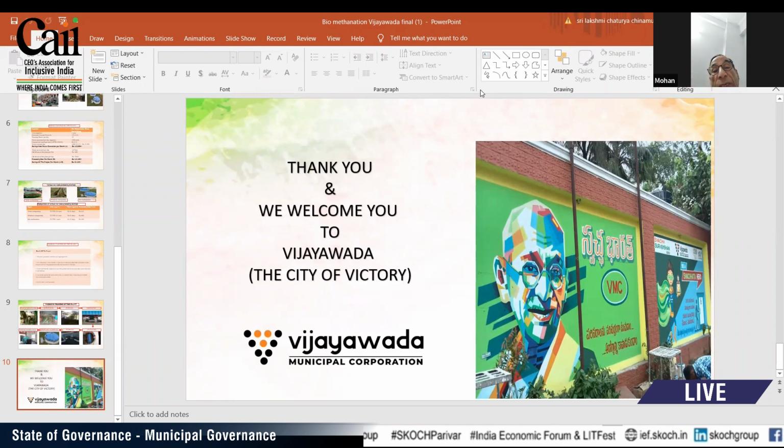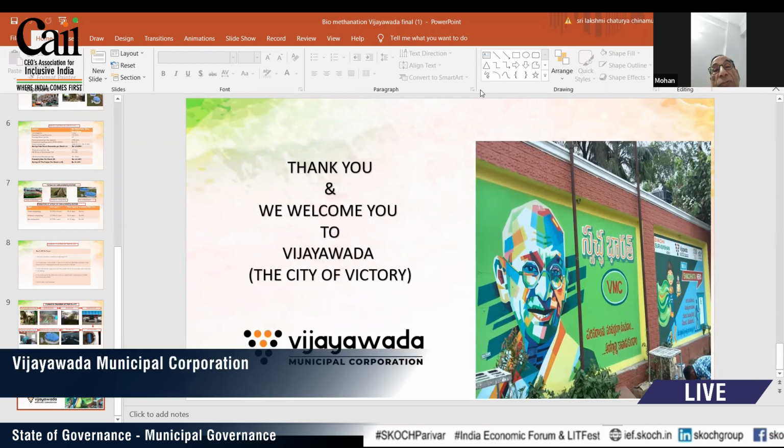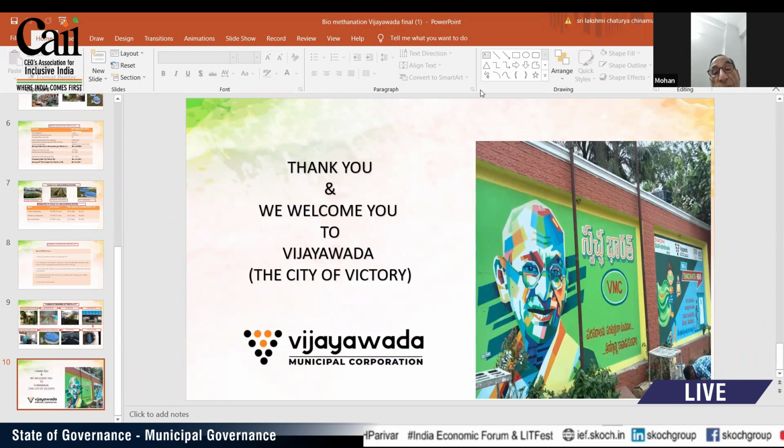I know in your case, Vijayawada, maybe you don't have severe winter. So my question is, is winter a factor in this? Also, can you use any other waste other than the fruit, vegetables, and other things you have said? In this case, can you use gobar also for producing the gas?